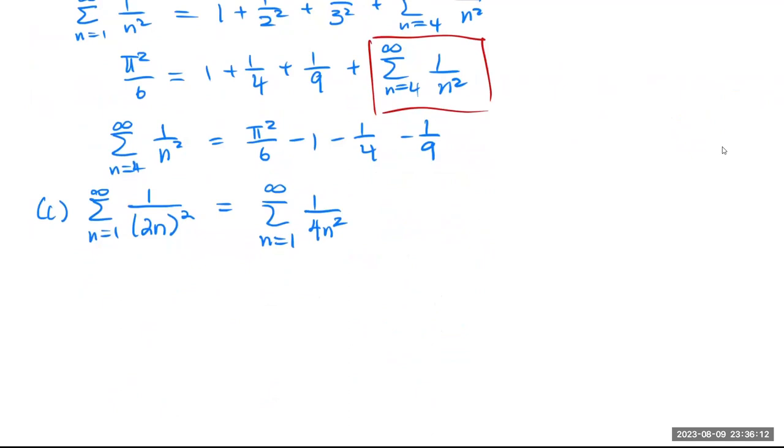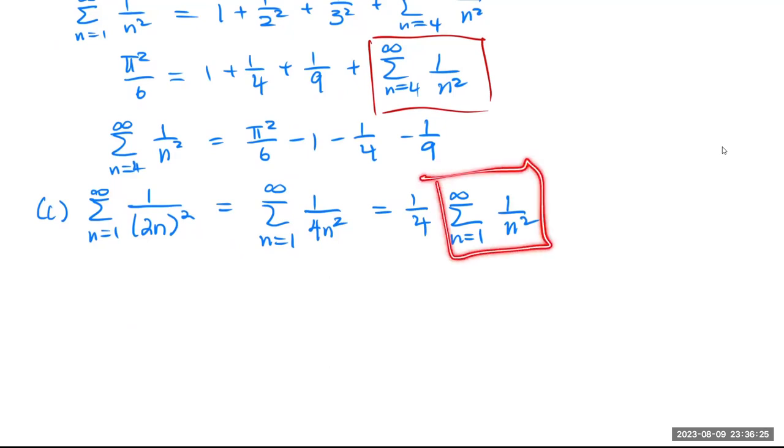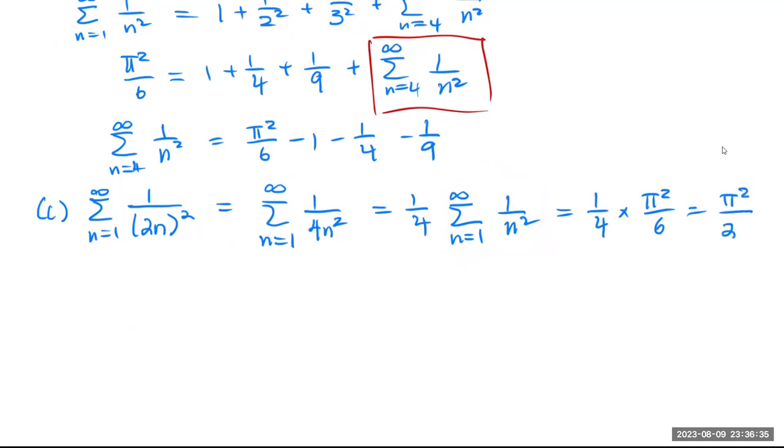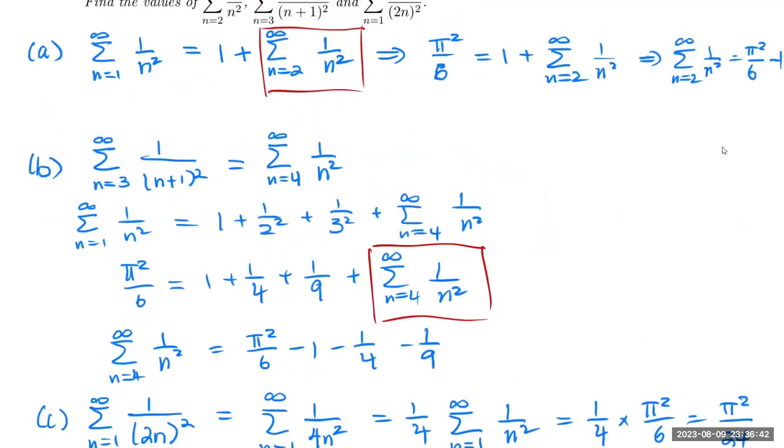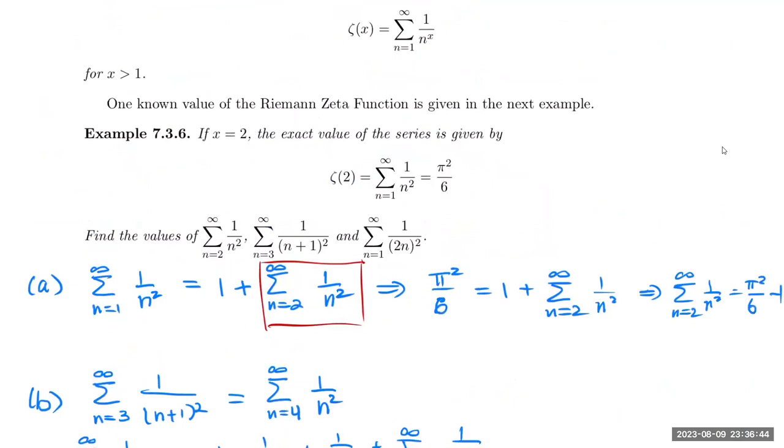So since 1/4 is just a constant, we could pull that out, and so we just have the series 1 divided by n squared. Because this part over here is equal to pi squared over 6, the final result would just be pi squared divided by 24. So those are the 3 values that we could find using the Riemann zeta function given the value of this, which is pretty nice to know about. Okay.